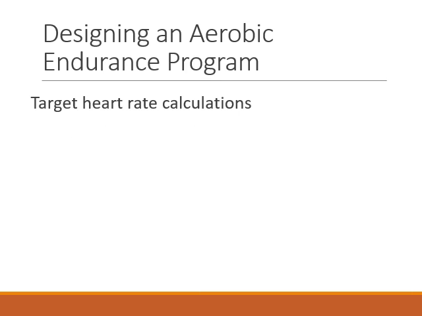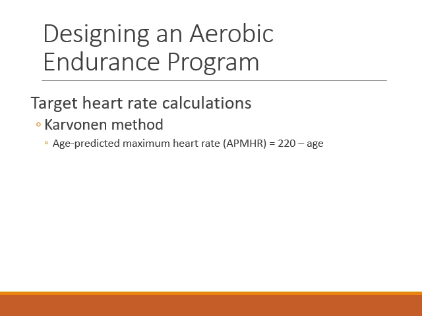So there's a couple different ways we could look at heart rate. One of them is through target heart rate calculation. The Karvonen method is the most common way to do that. Basically the way you do that is you get your age predicted maximum heart rate. Age predicted maximum heart rate is just 220 minus your age.